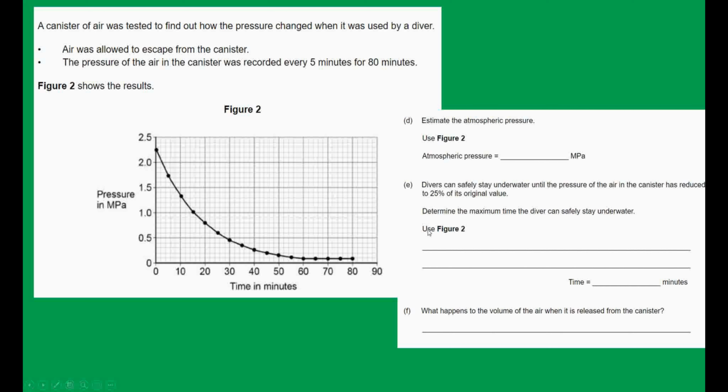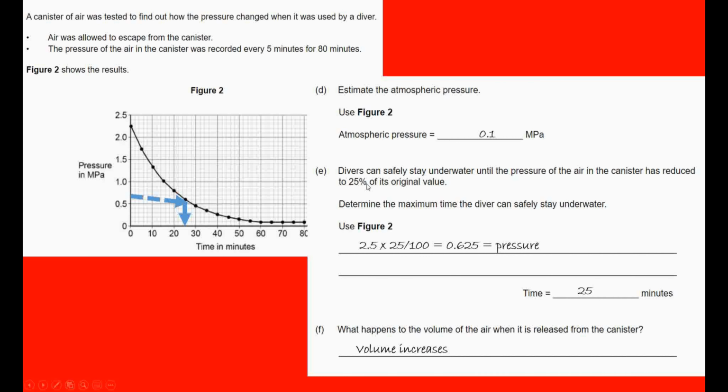Use figure 2. It says use figure 2. What happens to the volume of the air when it is released from the canister? You need to find the mistakes and you need to fix them. Pause the video here. Find the mistakes.